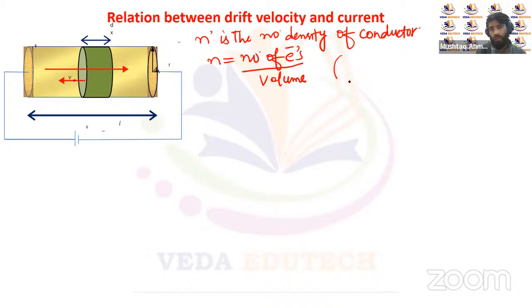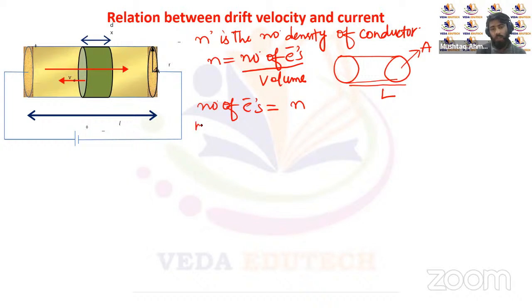Let's suppose we are taking this conductor here, and the area of cross section of this conductor is A, and the length of this conductor is L. If n is the number density of electrons, then the number of electrons in this volume will be the number density multiplied by the volume of the conductor, that is n times A times L. So this is the number of electrons present in this volume of the conductor. Now we have to establish a relation between drift velocity and the current.